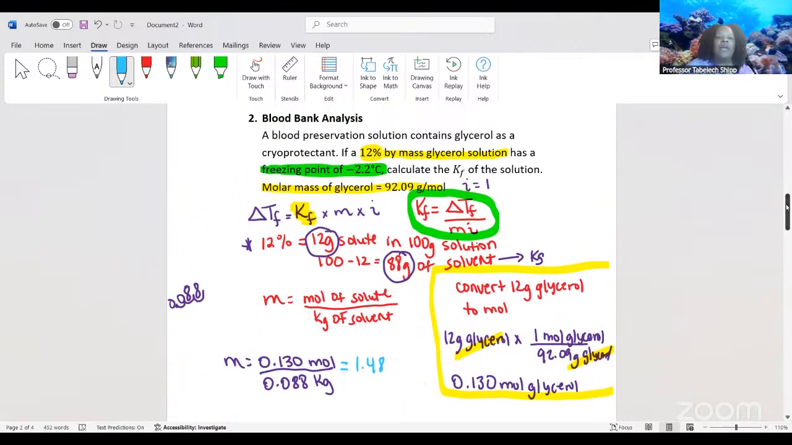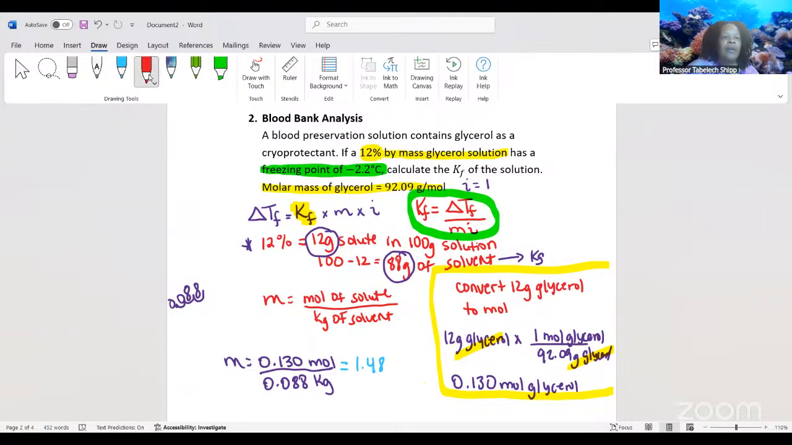Okay, in this problem, they told us we had a 12% by mass glycerol solution. They gave us the freezing point of negative 2.2 degrees Celsius. They also gave us the molar mass of glycerol. They want you to calculate the K of F. Well, we had to rearrange the formula to solve for that.